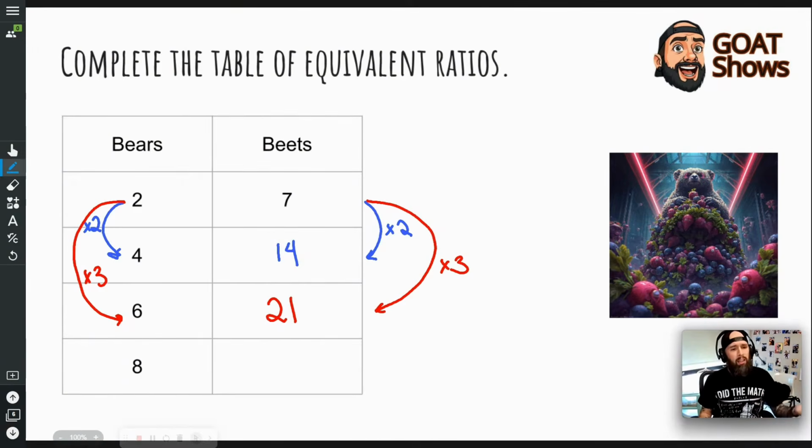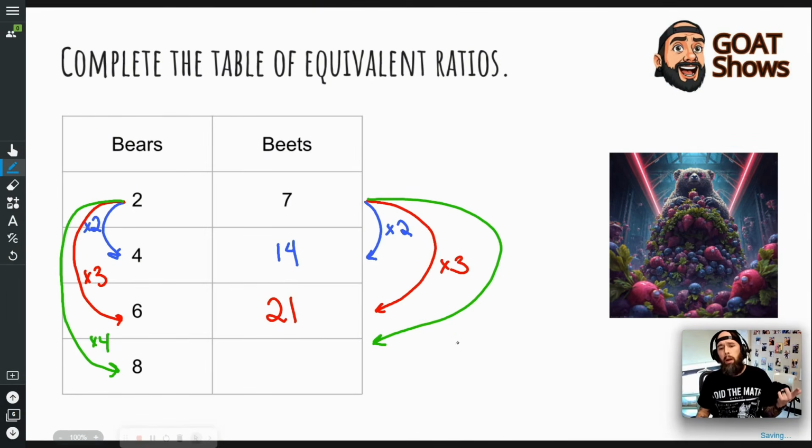So you get the idea. How can I go from 2 to 8? I'm going to multiply by 4. So I multiply 7 by 4 and get 28. Easy peasy. We finished the table by figuring out what we do to 2 to get to these numbers. That helped us fill out the rest.